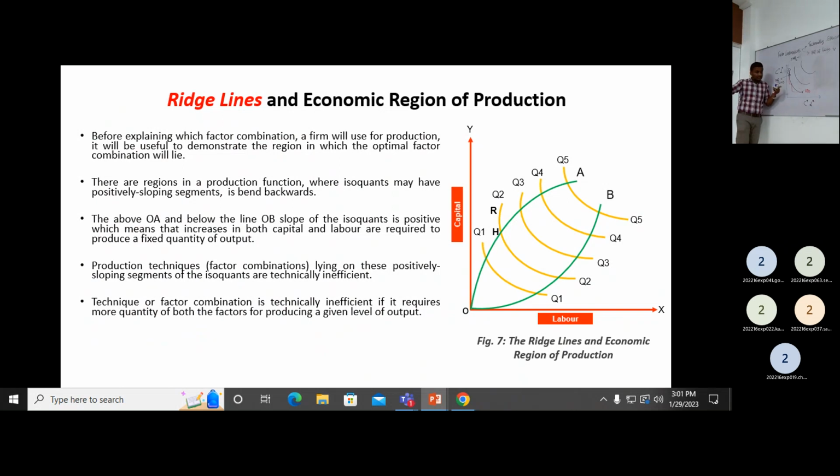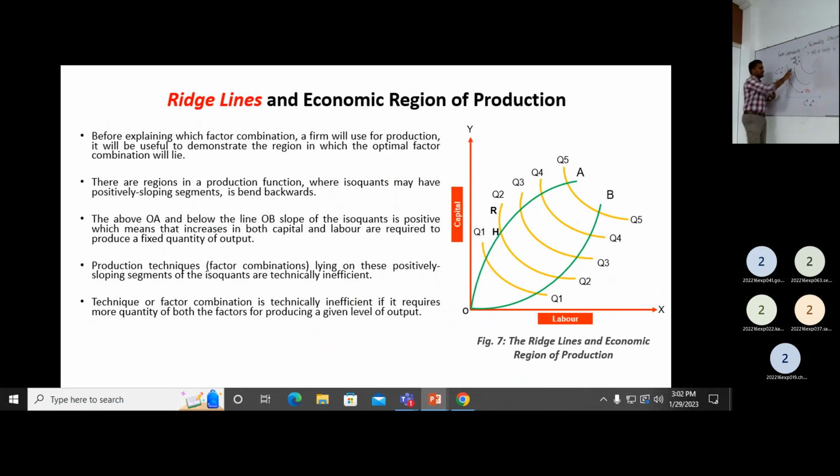Clear? Then, to keep the output level like this, what you need to do? When you are using more capital, your output decreases, right? To keep the output level as this 100, what you need to do? Replace. Very good. You need to replace with labor. Why? In this situation, the marginal product of the labor is positive.